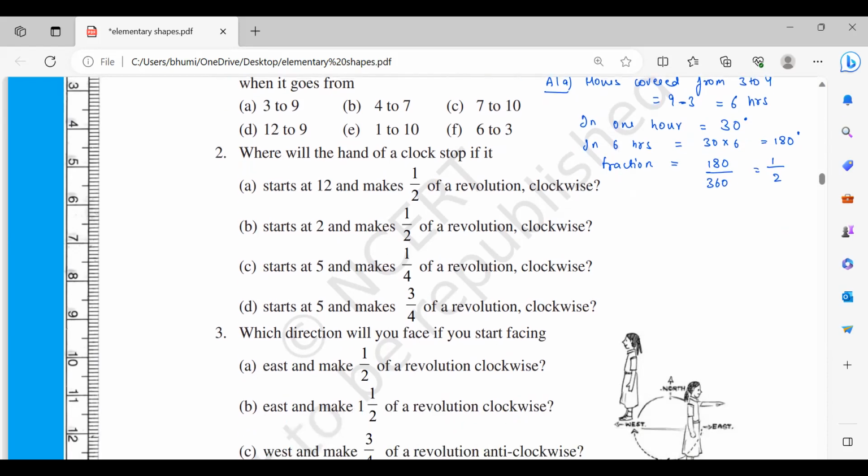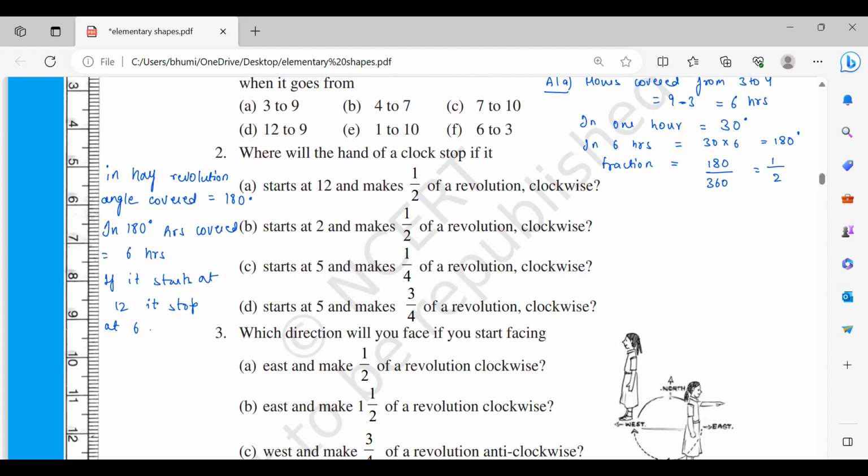Now, the second question is, where will the hand of a clock stop if it starts at 12 and makes half of a revolution? In half a revolution, the angle covered is equal to 180 degrees. Okay. So if it is starting at 12, in 180 degrees, hours covered will be 6 hours. Okay. So if it starts at 12, it will stop at 6.